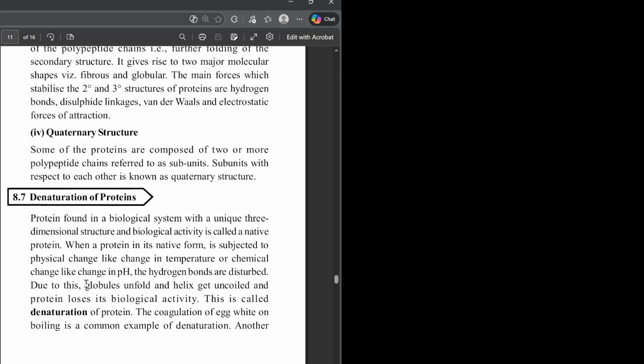Denaturation of proteins. Proteins found in a biological system with a unique three-dimensional structure and biological activity are known as native proteins. When a native protein is subjected to physical change like changes in temperature or change in pH, the hydrogen bonds are disturbed. This leads to the unfolding of the helix and uncoiling of the protein. This is known as denaturation. The coagulation of egg whites on boiling is the most common example of denaturation in our day-to-day life.